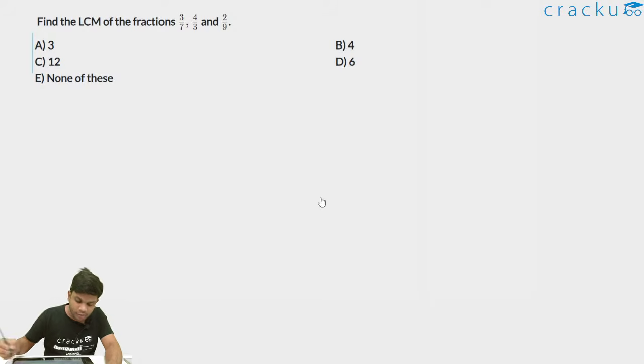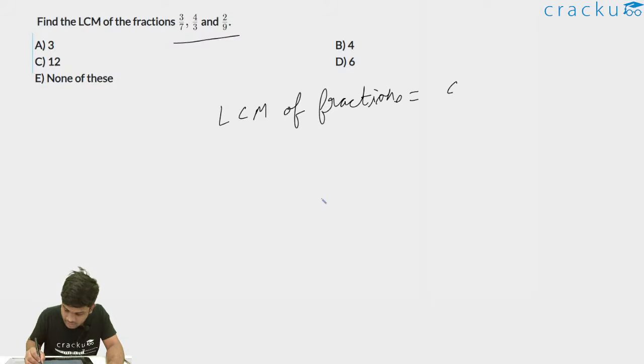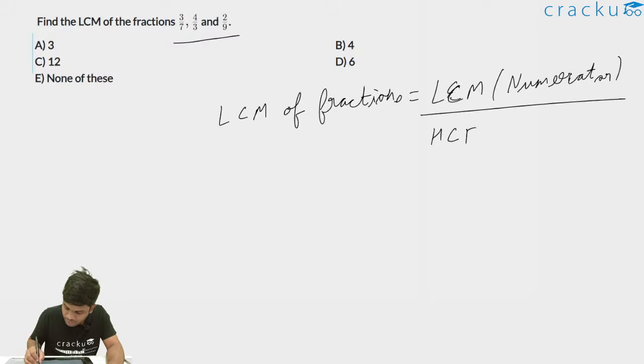So in this question, we have to find the LCM of fractions. These three fractions are given. Whenever you have LCM of fractions, there is a formula which is LCM of numerator divided by HCF of denominator.